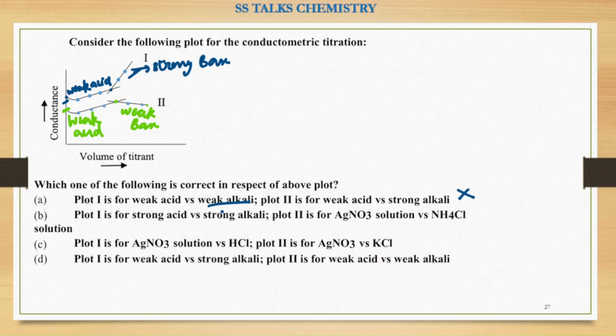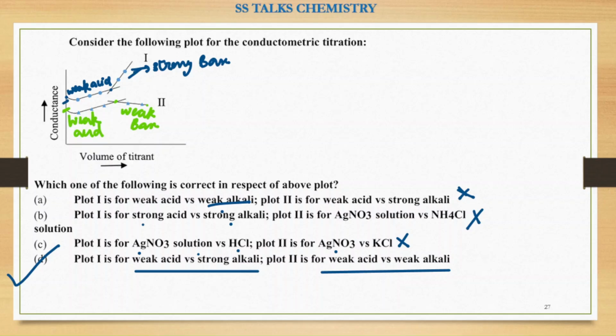The second option says it's for a strong acid versus a strong alkali. If this were the scenario, the initial conductance would have been high, so this is also incorrect. Next, plot 1 is for AgNO3 versus HCl, and plot 2 is for AgNO3 versus KCl. This is also not the scenario, so it is incorrect. Option D says plot 1 is for the weak acid versus the strong alkali, and plot 2 is for the weak acid versus the weak alkali. This one is correct, and the correct answer matches option D in this case.